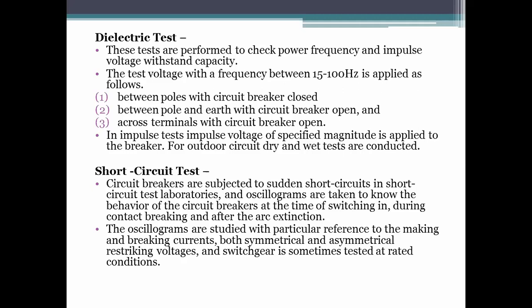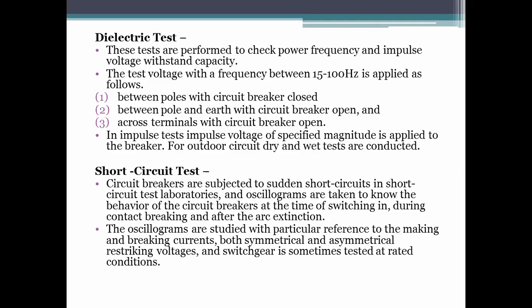So the short circuit test. The circuit breakers are subjected to sudden short circuits in short circuit test laboratories, and oscillograms are taken to know the behavior of the circuit breakers at the time of switching in, during contact breaking, and after arc extinction. So when a short circuit happens, means any fault is occurring, at that time the circuit breaker contacts open. Whatever the condition, when we are separating these contacts, the arc will be produced and then extinguished.